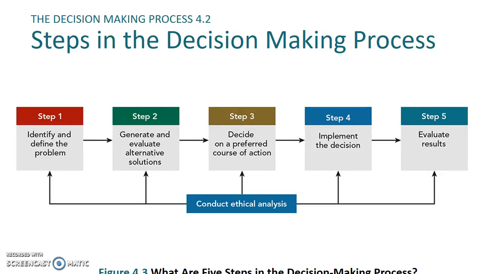Step 3 is where we would choose one of our alternative solutions and involve the right people in the decision. Then we would implement the action. And step 5, we would evaluate those results.